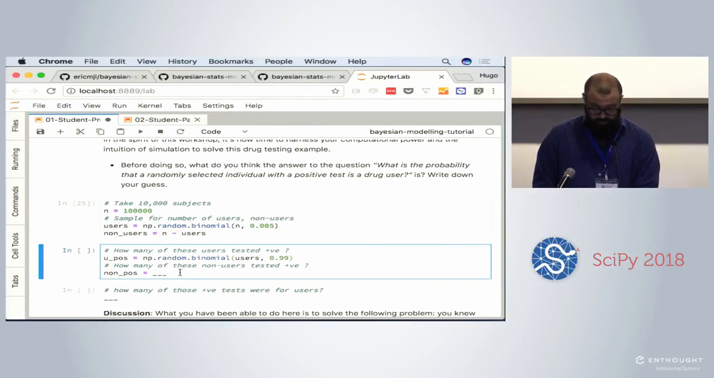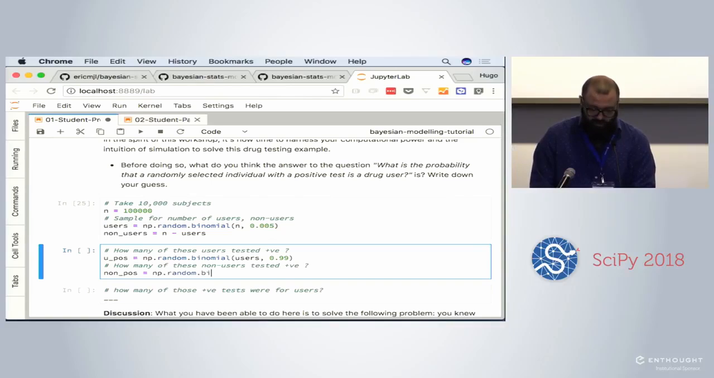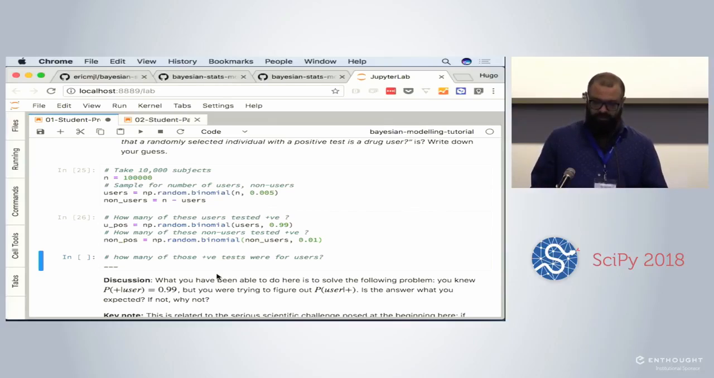Now, the non-users, right? We know how many of those will have a negative test. We know what the specificity is there, right? But that isn't quite the question that I've asked. I've asked how many will have a positive test. So we know 99% will come up negative. So once again, I have the number of non-users. How many will come up positive? 0.01, exactly. Okay, so now the question is, we know how many people have tested positive. Now, how many of those were actually users, okay?